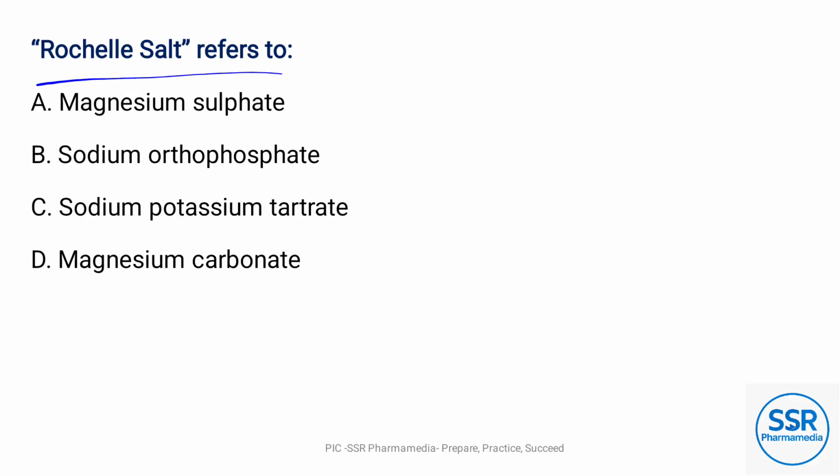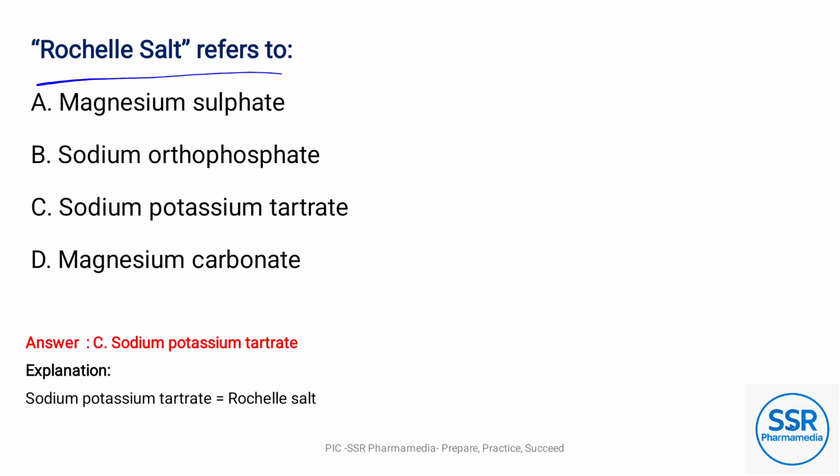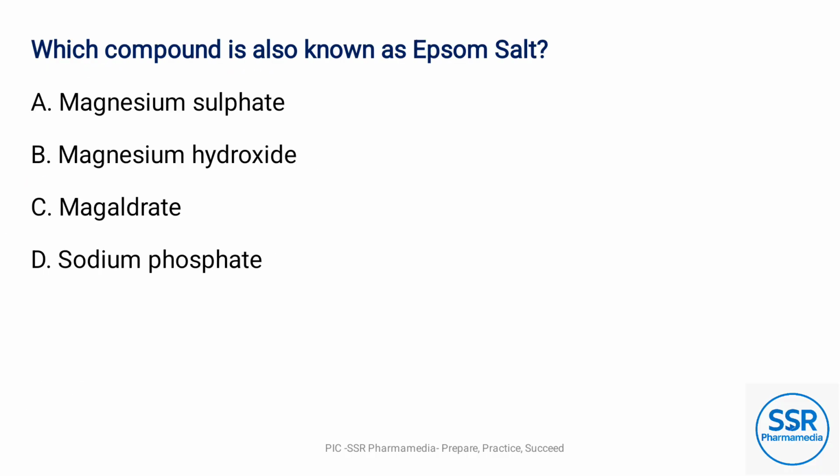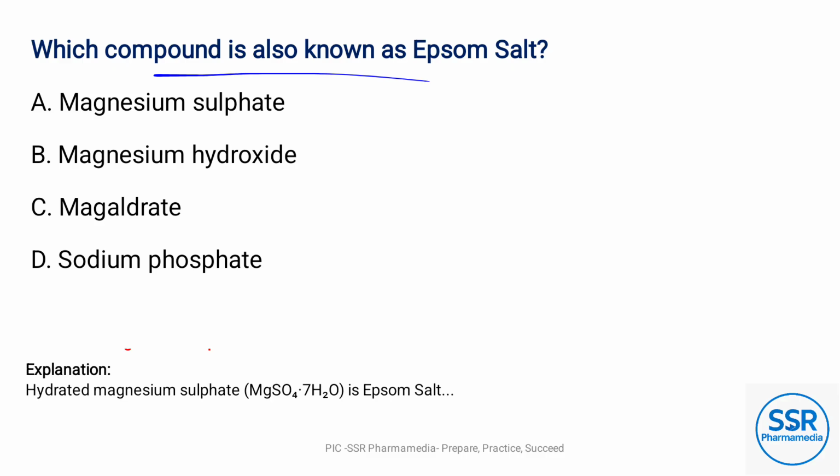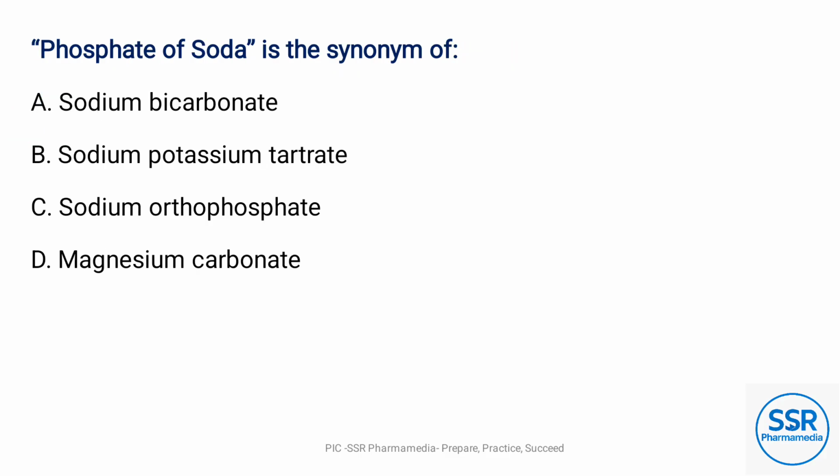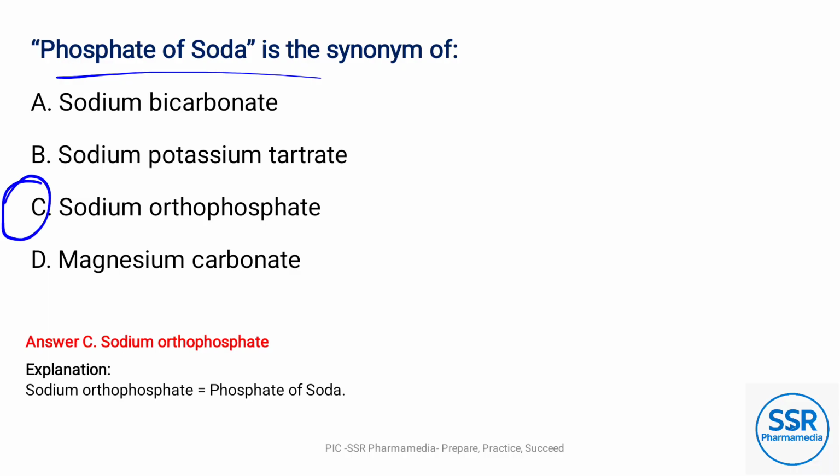Rochelle salt refers to, option C, sodium potassium tartrate. Which compound is also known as Epsom salt? Epsom salt is, we know, magnesium sulfate. Phosphate of soda is the synonym of, option C, sodium orthophosphate.